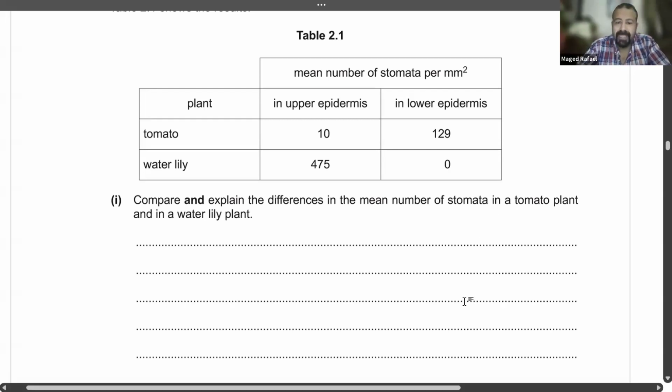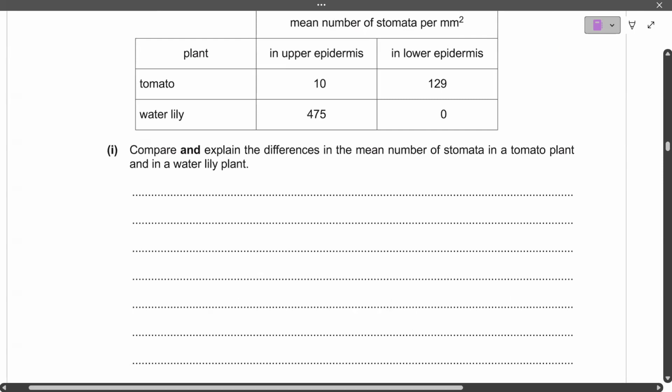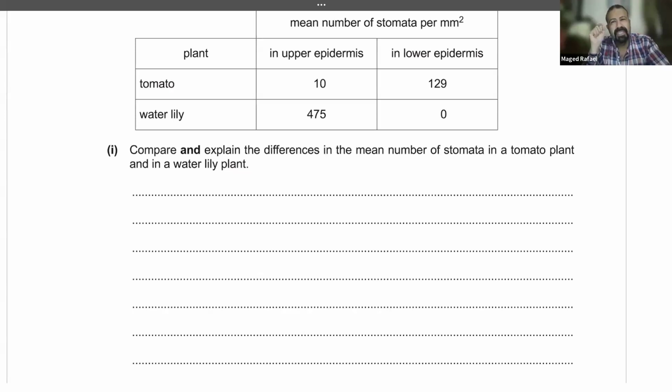So, Malak, could you please help me in answering this? Okay, I'll describe first, okay? You will compare by describing, but you have to be very smart in using comparison in describing. So you will describe in a way of comparing the data. Yeah, I can describe, then explain. But I mean, in the way of describing the data, you need to compare. So you need to say what's in the upper epidermis for tomato and what's in the lower.